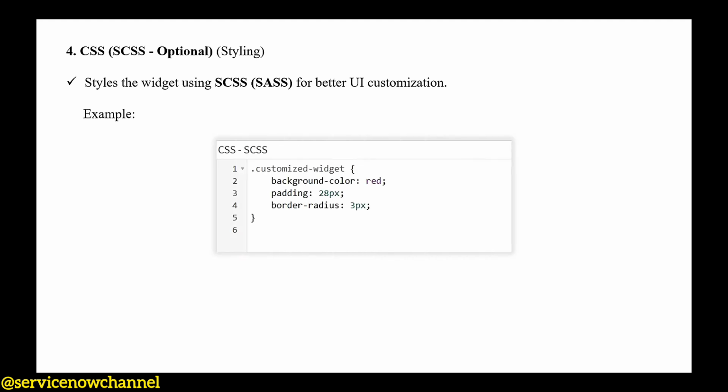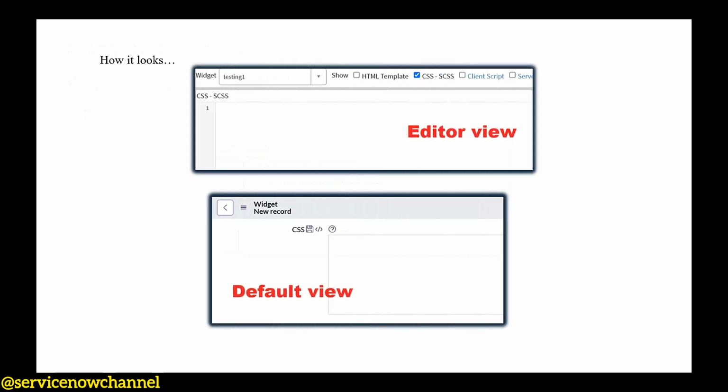So this is the example code which we will use in the widget. We will see how it looks in the widget. Above one is the editor view and below is the default view. Same thing, we can preview the actions by using the editor view parallelly. And the fifth one is the link function.